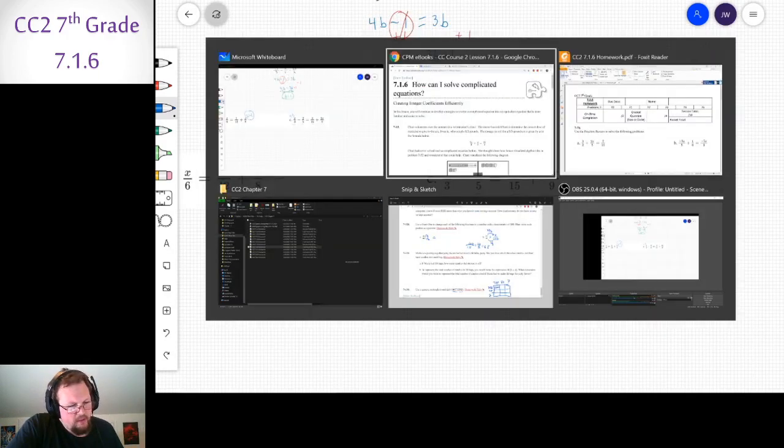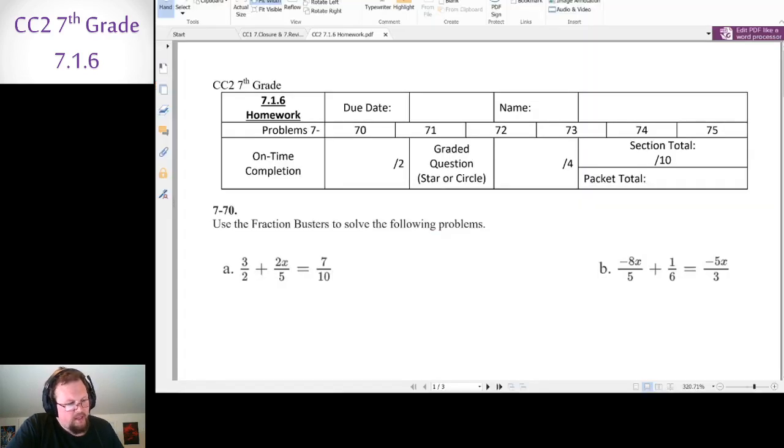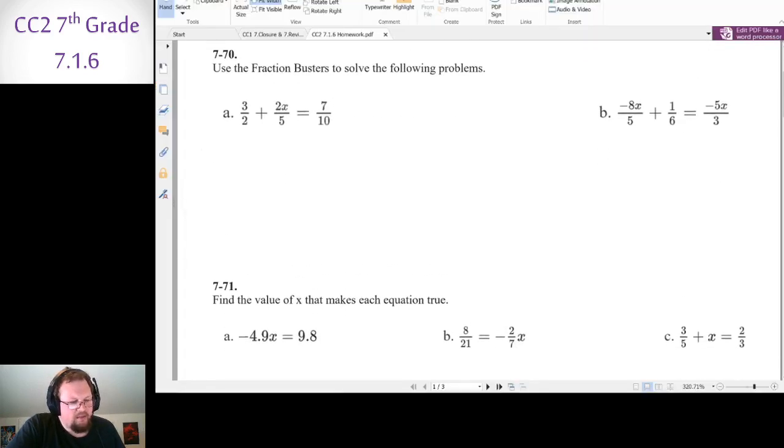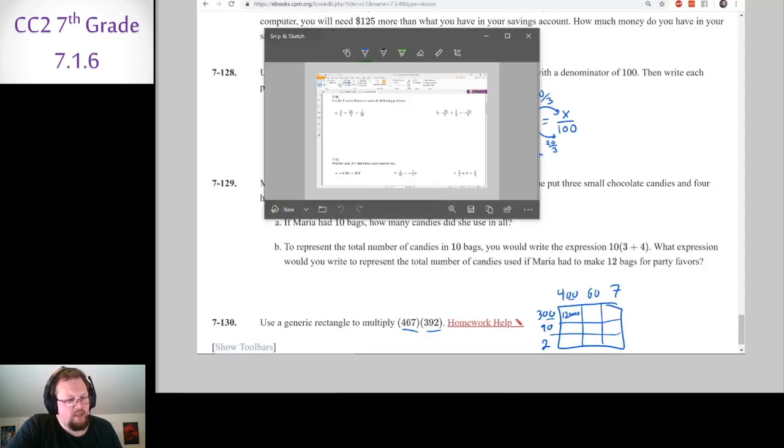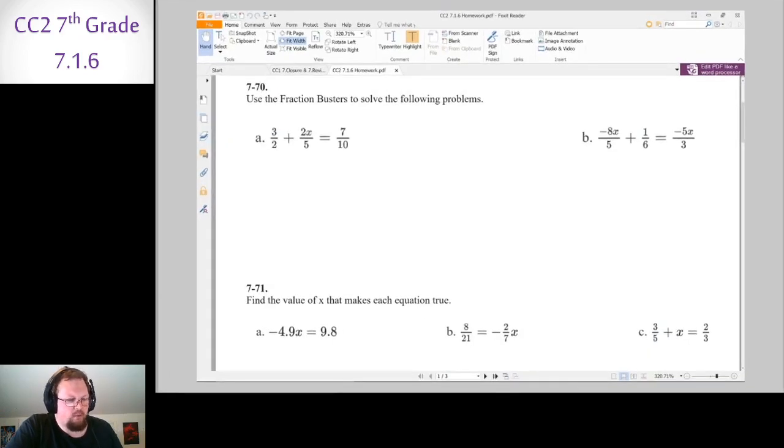Now, I'm going to jump into talking about the homework for this. 7-70 is going to be one of these fraction busters problems. I will tell you that the first thing you should multiply by on this is 2, 5, and 10. Okay, least common multiple would be 10, so I multiply it all by 10. That leaves me with 30 over 2 plus 20x over 5 equals 70 over 10.